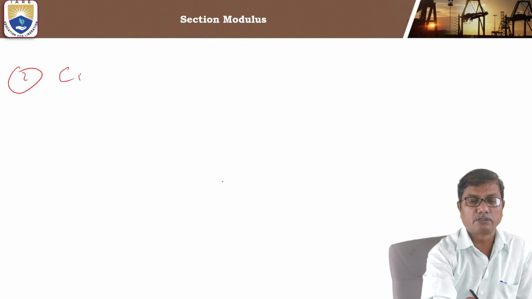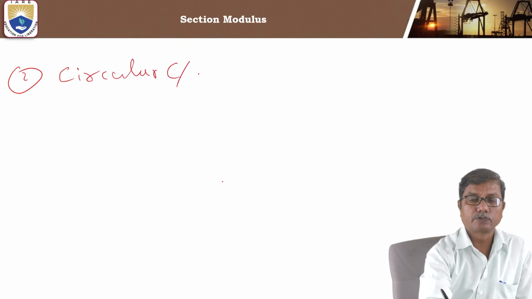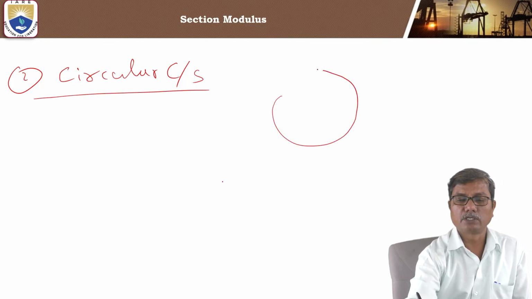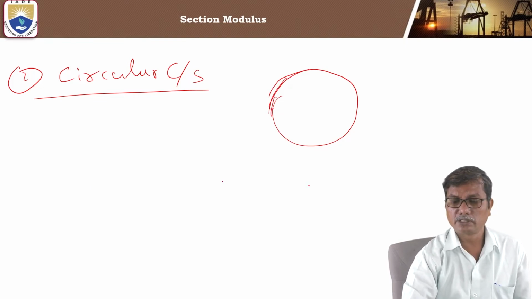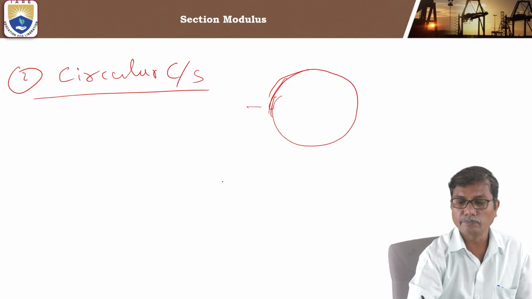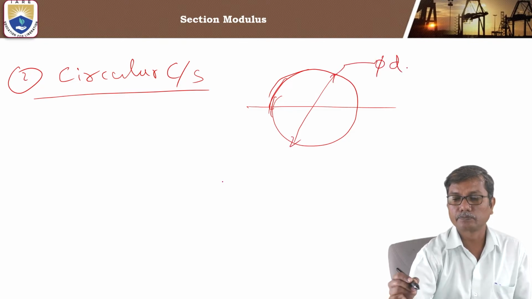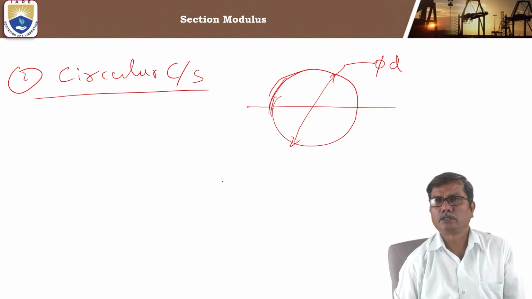Now, second example is a circular cross section. Let us consider a circular cross section of diameter d.